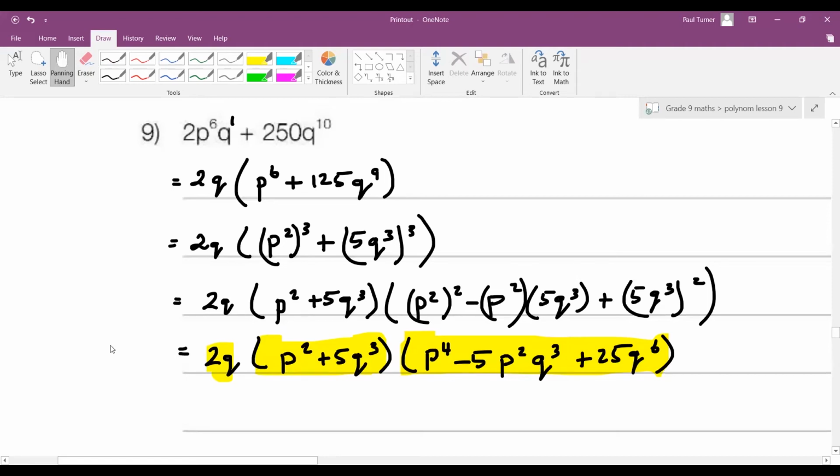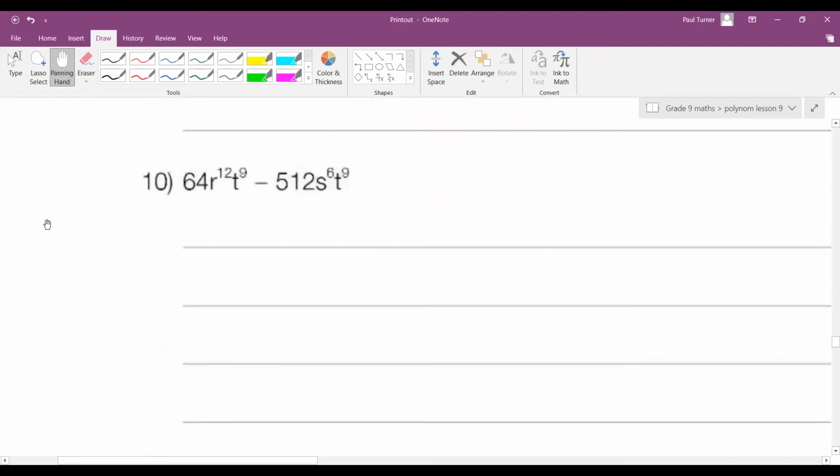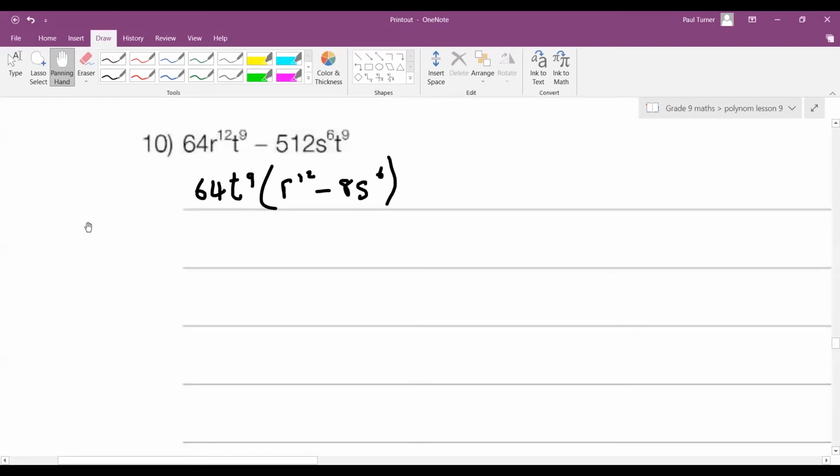So if you're copying that, just do that quite quickly. So question 10, we have to find a common factor. In this case, I used 64 t^9 as the common factor here. So you ended up with r^12 minus 8s^6, like that. So take out as large a number as you can, but make sure you can still write these to power 3. Time is okay.